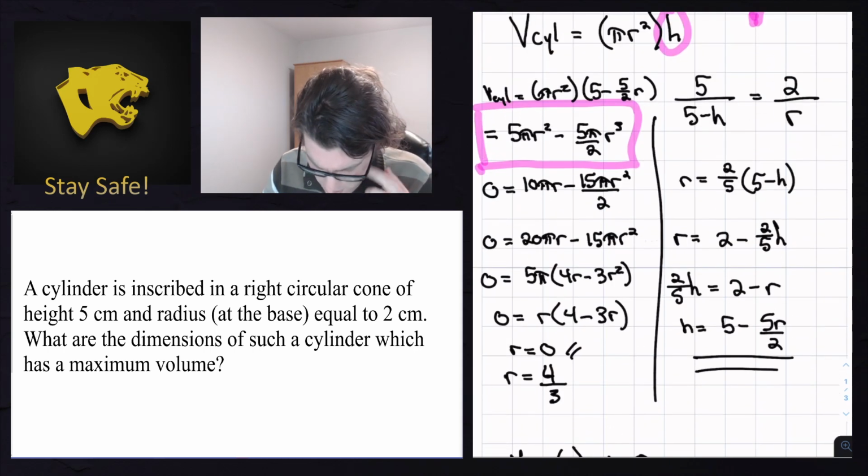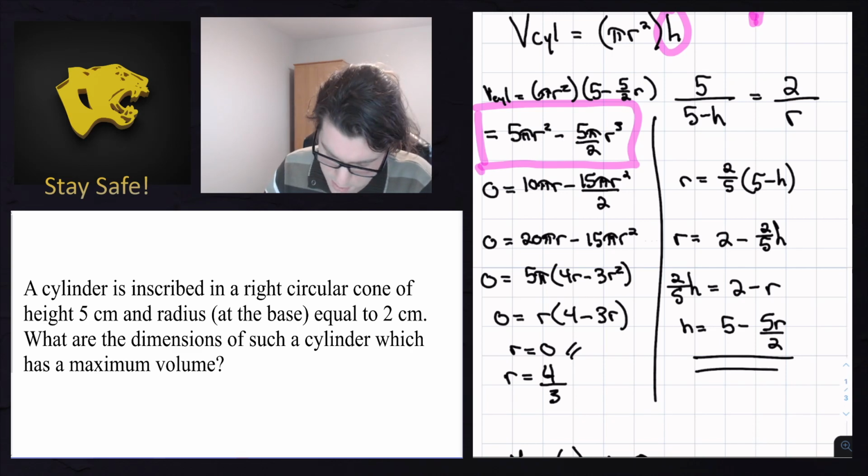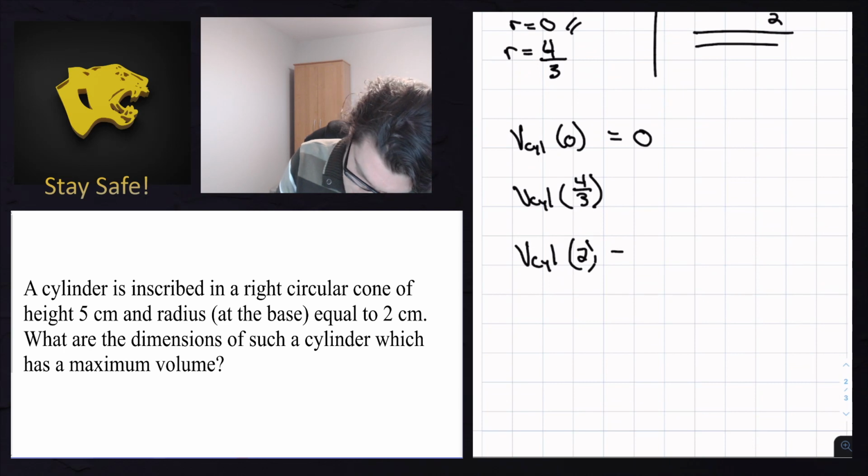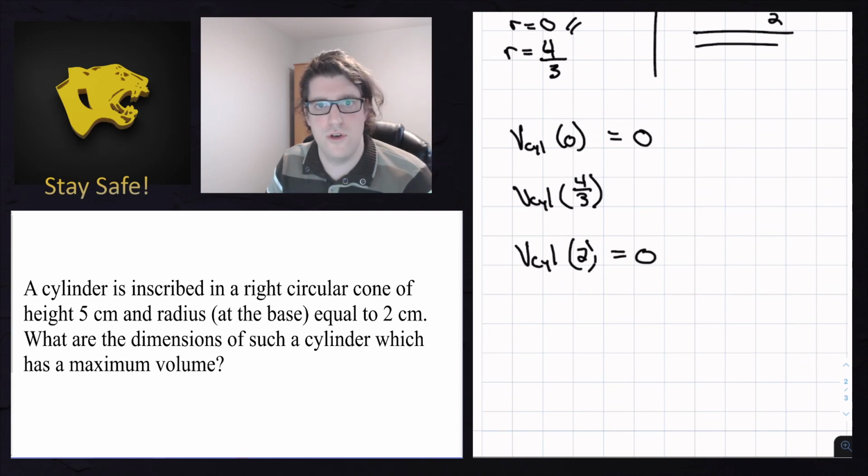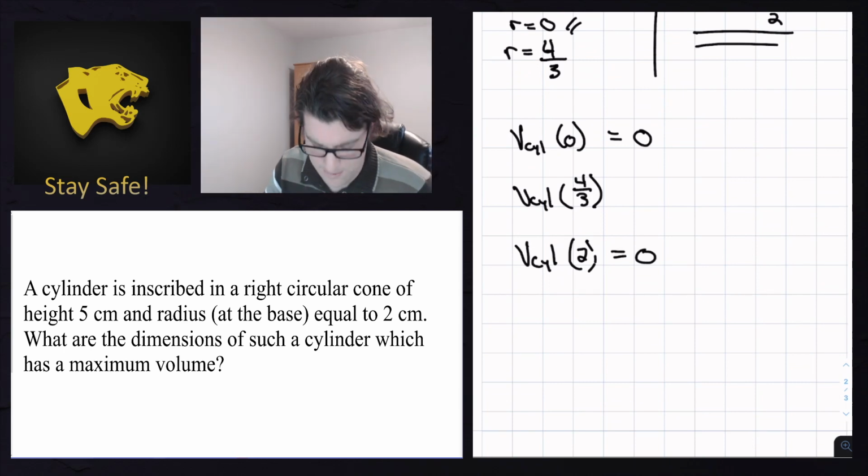I'm going to use the 2 as well. I'm going to do that right now. So that's 5 pi times 2 squared, which is 20 pi, minus 5 pi times 2 cubed, which is 8. So that's 40 pi divided by 2, which is 20 pi. So 20 pi minus 20 pi is 0. So that also gives us a 0. Also no big surprise there.